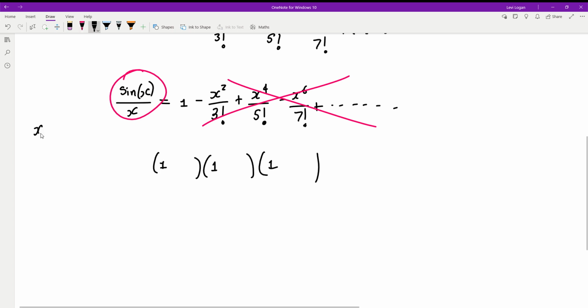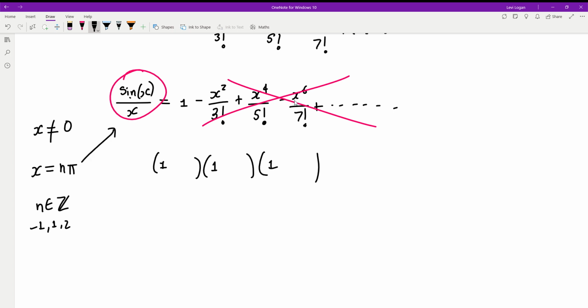Well, you can't have x equals 0 because then you'd have 0 divided by 0. But what solutions for sine x can you have? Any multiple of pi. If you put in pi, you'll have 0. If you put in 2 pi, you'll have 0. And likewise, if you put in negative pi or negative 2 pi, you'll get 0. So the solutions for this side here are any multiples of pi, n pi, where n is a whole number, so like negative 1, 1, 2, etc. That means if these are the solutions to this side, they must be the solutions to this side as well.